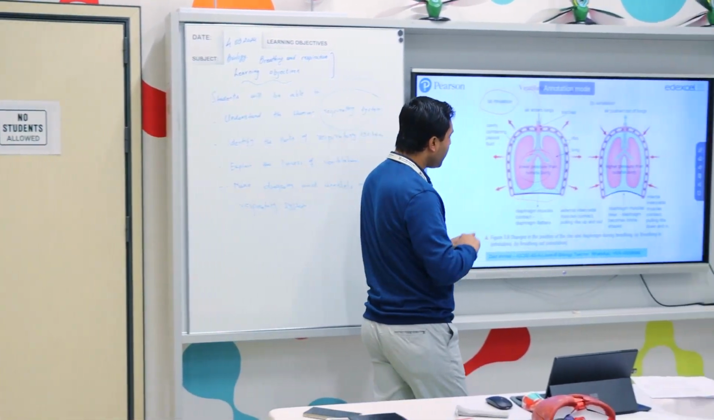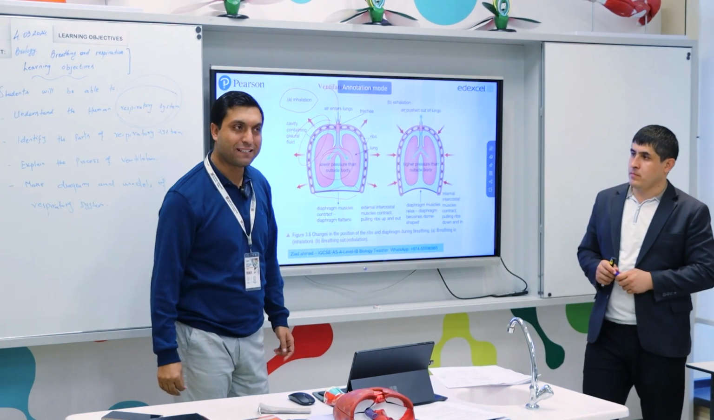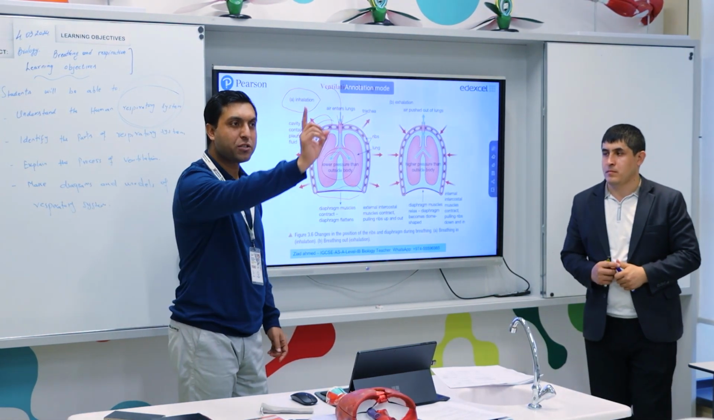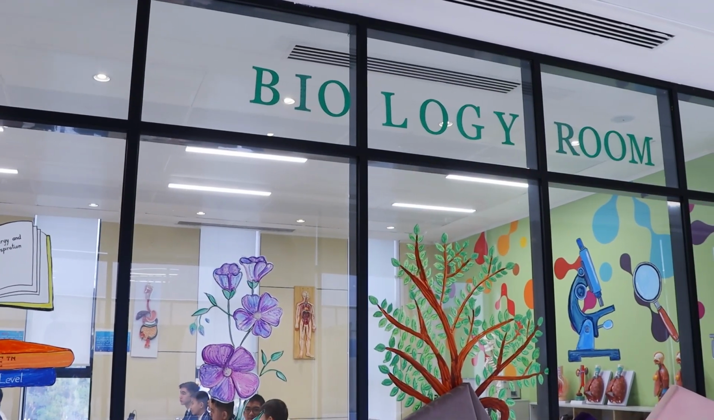Now here, one more thing you need to write. You need to understand the intercostal muscles. What happened to the intercostal muscles, Medina, during inhalation? Actually, there are 2 types of intercostal muscles: one is internal, one is external. When we inhale, the ribs will move outwards, so the external intercostal muscles will relax and the internal intercostal muscles will contract, while the diaphragm will also contract, losing its dome shape.